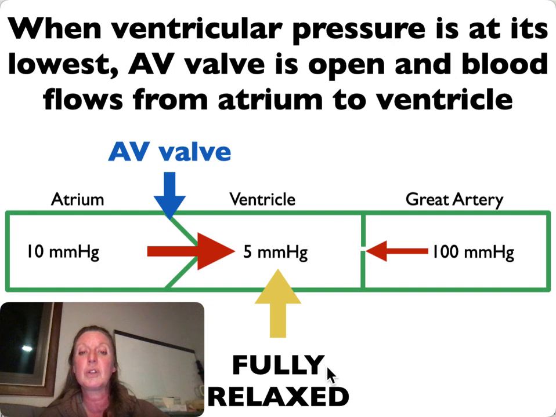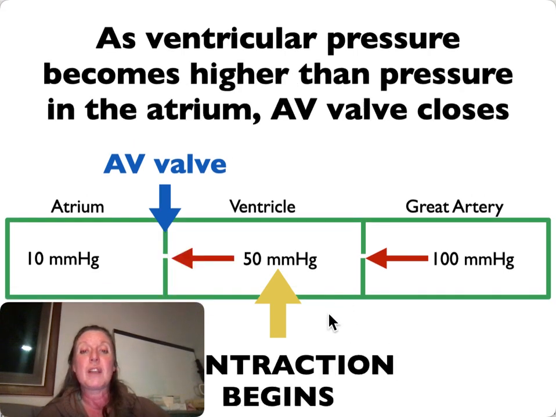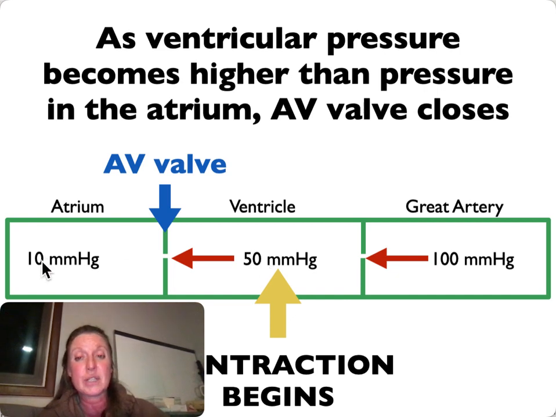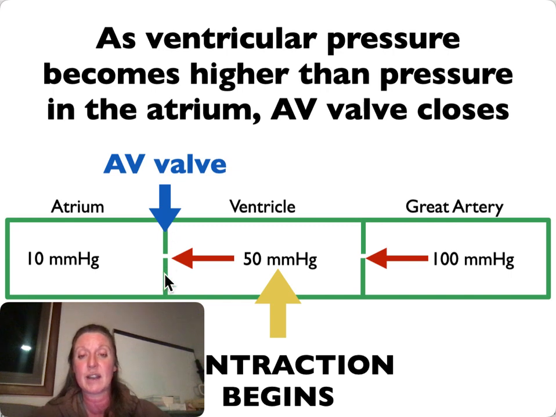All right, so at the point that we're looking at this, the ventricle is fully relaxed, so it has a super low pressure. This pressure is lower than the pressure in the atrium, which means that the blood will flow from atrium to ventricle because the AV valve opens in this direction. Now, when the ventricle begins to contract, this pressure starts to increase. When the pressure in the ventricle becomes higher than the pressure in the atrium, the blood wants to flow from high to low pressure, but the AV valve does not open in that direction. It stays closed in that direction. And so right now, there is no flow of blood.